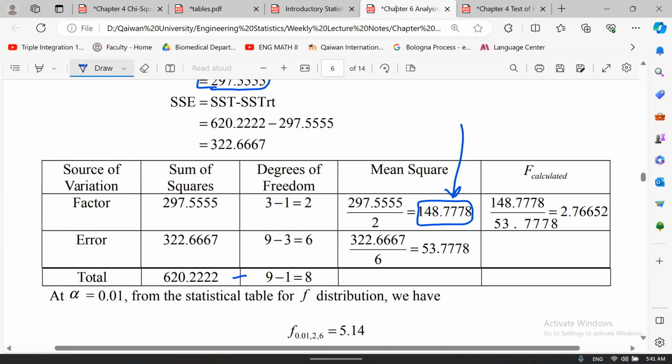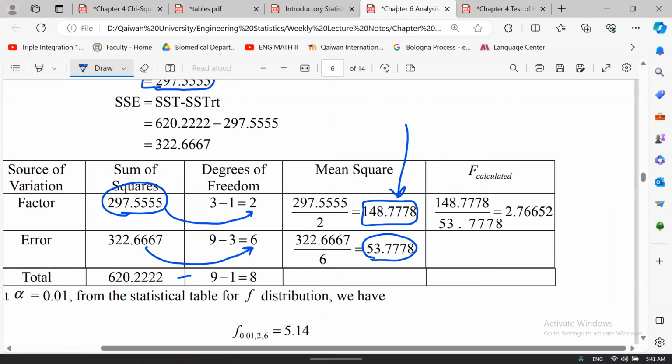This value can be obtained by dividing this one by 2. And also, this value can be obtained by dividing this one by that value, which is 6. Then we get these two values. Dividing these two, we get F calculated. Dividing the above one by below one, we get F calculated. That's it.